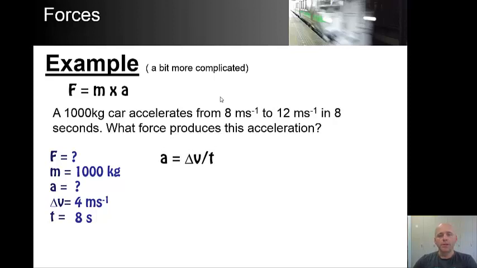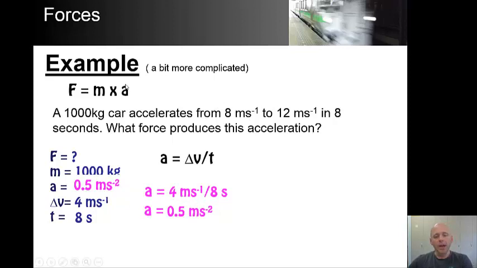Alright, so we start off step 1. We use a equals delta v over t. We put our numbers in. a equals 4 meters per second divided by 8 seconds. Punch that into our calculator, or if you got a big brain, and it doesn't even have to be a big brain, you can calculate that in your head. And that is 0.5 meters per second squared, so half a meter per second squared. So now we know acceleration, we can put that there. Now we can use this formula, F equals m times a, because we know a and we know m. We can solve for F.